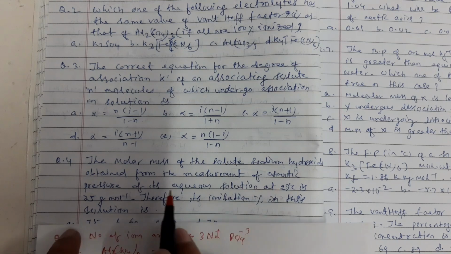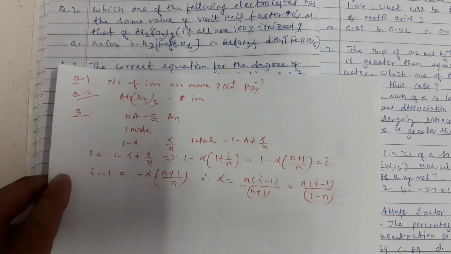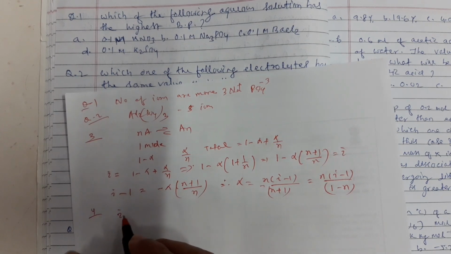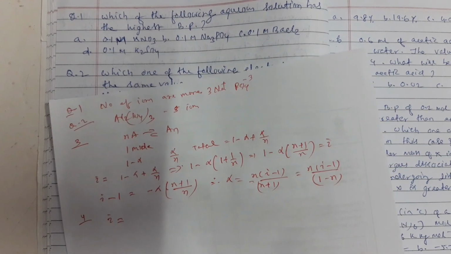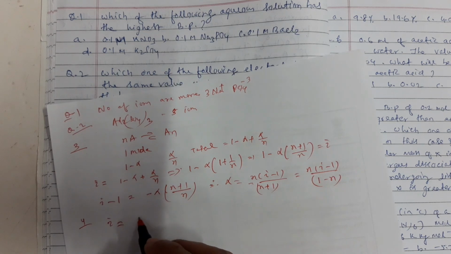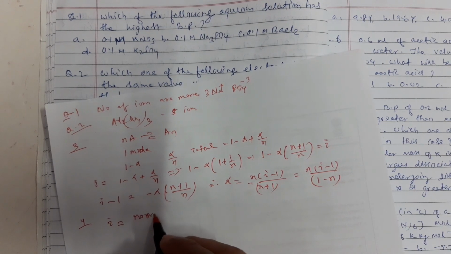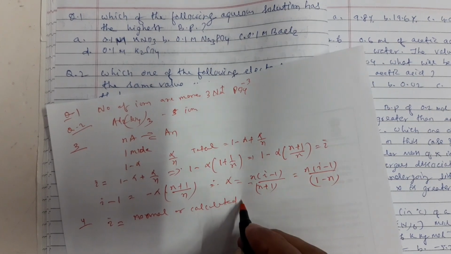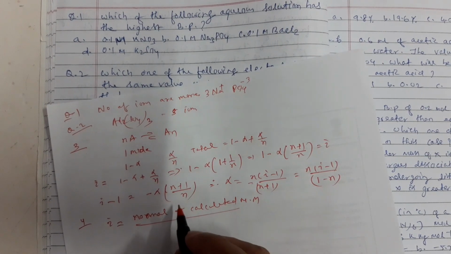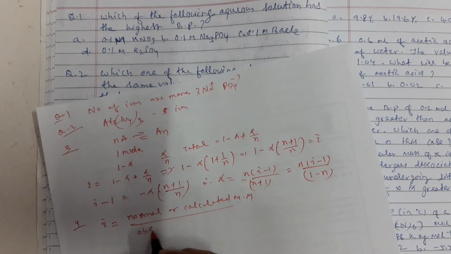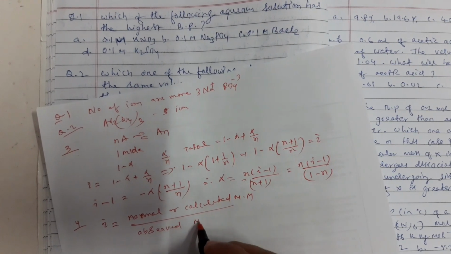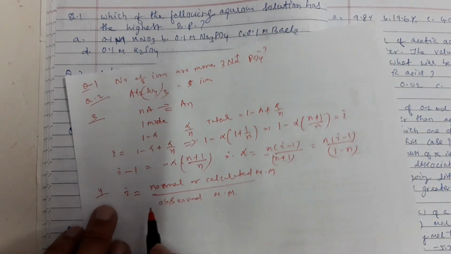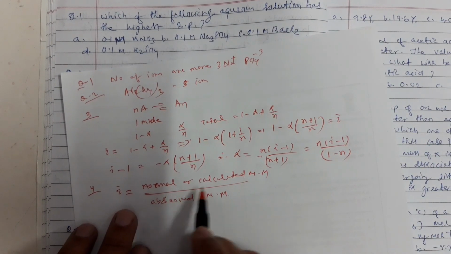So it is a measurement. What is i? Van't Hoff factor i, question number 4, is equal to normal or calculated molecular mass divided by observed molecular mass. This is known as the van't Hoff factor. So how can you remember? You should not get confused.